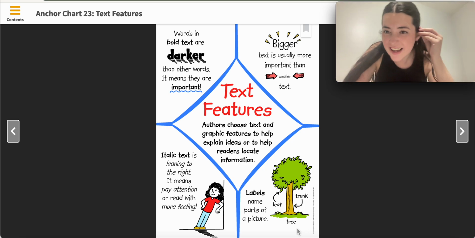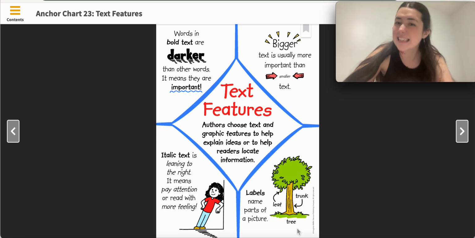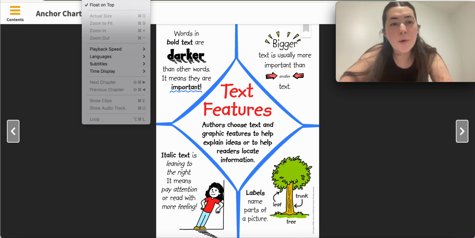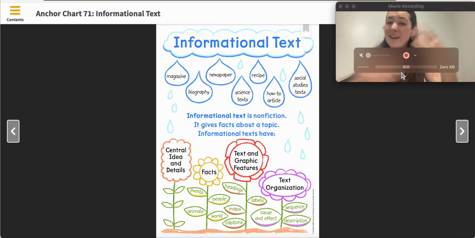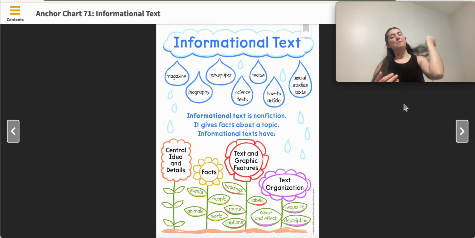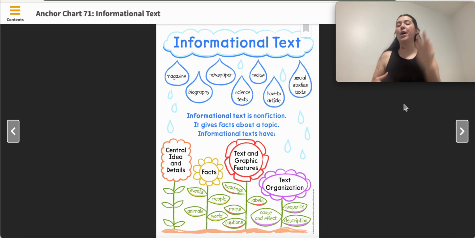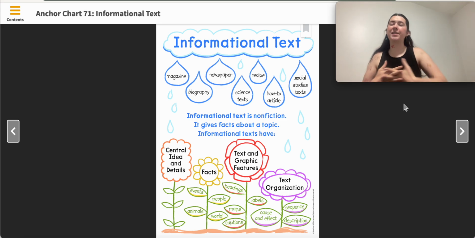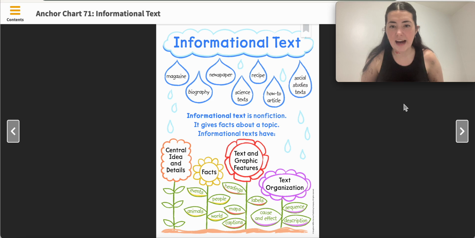I am so excited to be reading with you today, and we are on our last book that we are going to be revisiting. That is going to be on informational texts. So remember, this is different types of stories like magazines, biographies, newspapers, science texts, recipes, how-to articles, and social studies texts. Informational texts are always nonfiction.